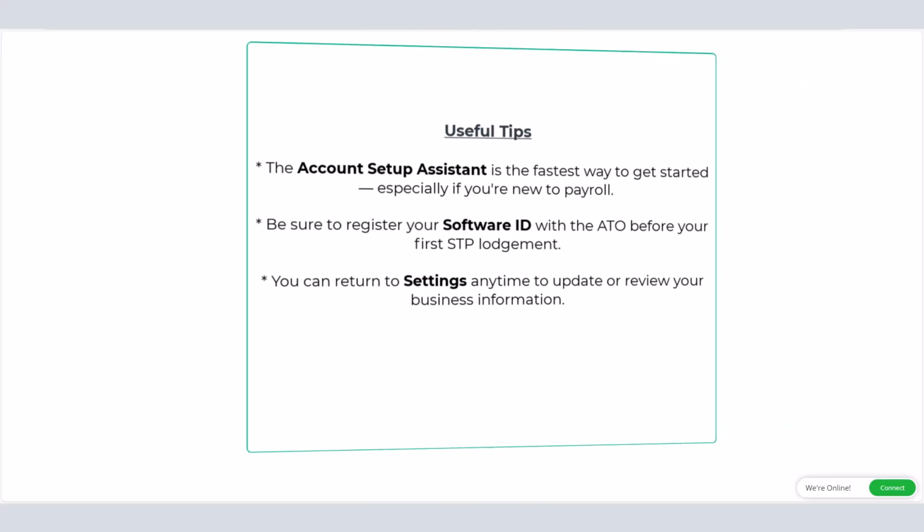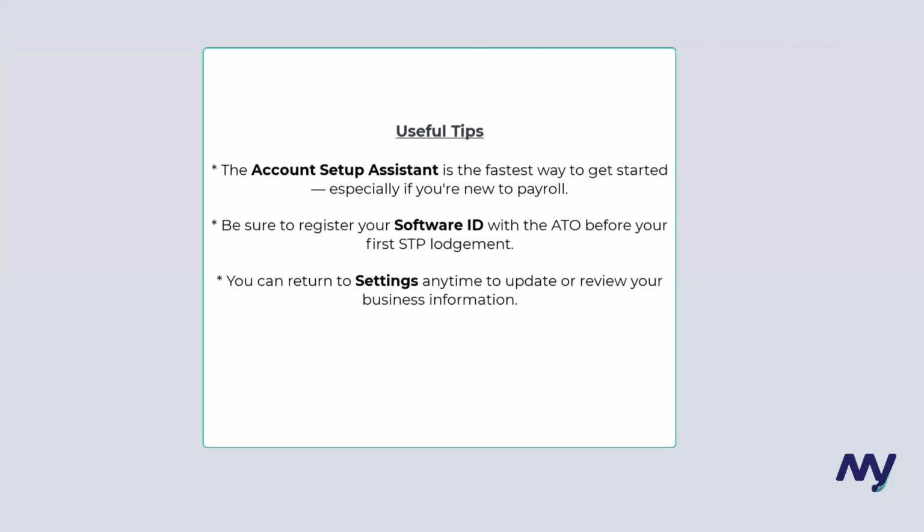Useful tips. The Account Setup Assistant is the fastest way to get started, especially if you're new to payroll. Be sure to register your software ID with the ATO before your first STP lodgement. You can return to settings anytime to update or review your business information.